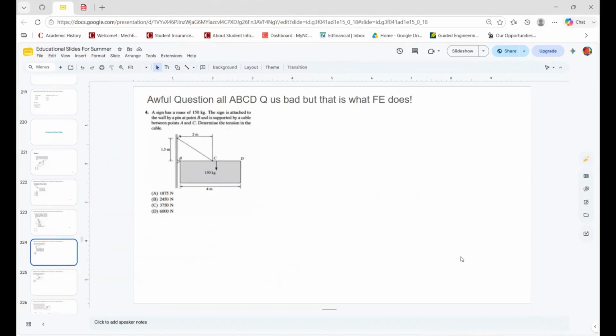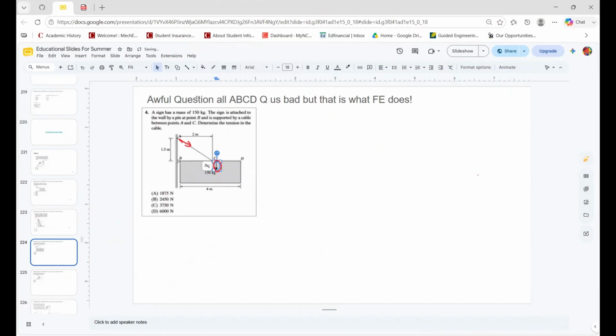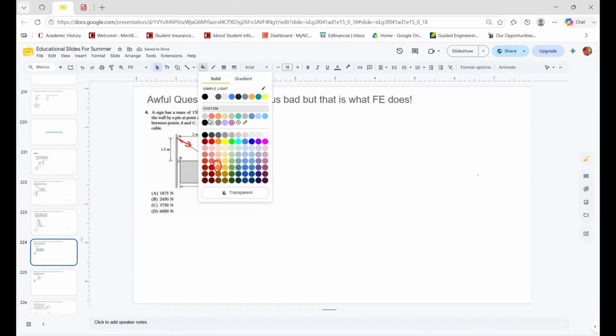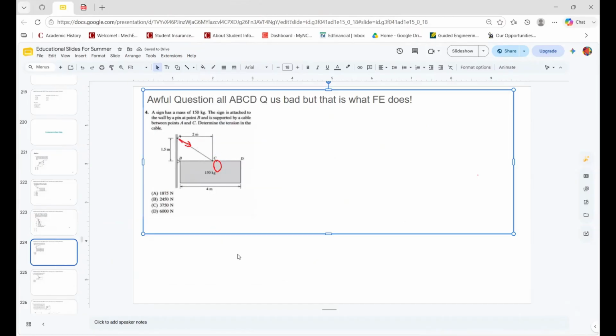All right. A sign has a mass of 150 kilograms. The sign is attached to a wall by a hinge at point B. Okay, there's a hinge over here. There's a cable supporting it. So there's a force over here. I don't know what this arrow is about. This arrow is probably a mistake, because that doesn't even look right. There we go. I don't think that arrow is supposed to be there.